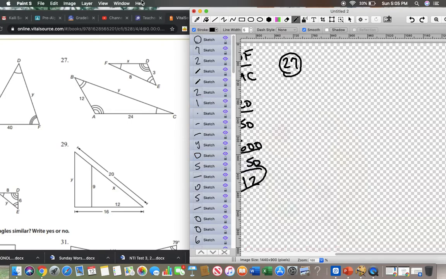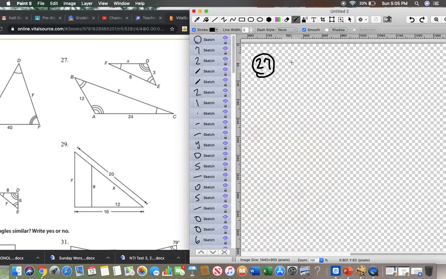Here's what I highly recommend. I highly recommend that you write your similarity statement up here, first and foremost. So let's take a look at this triangle right here. I like to start with the smaller angles so that I can line them up. So triangle CBA is similar to triangle.